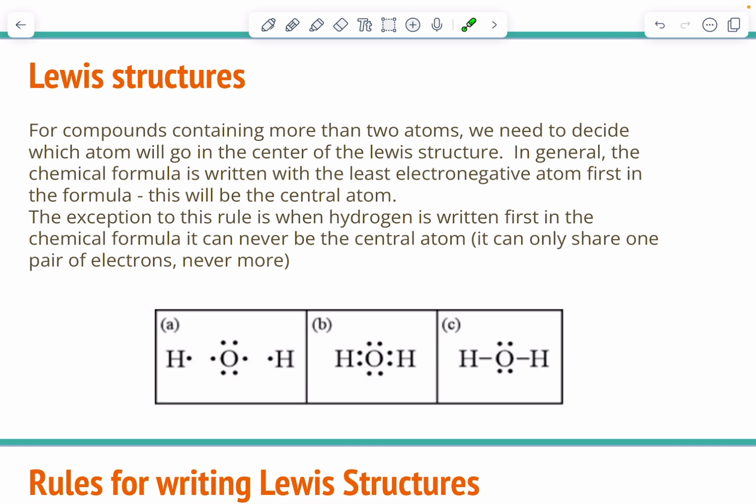H2O is not an exception to that. So if I write the formula H2O, we'll talk about electronegativity another time, but hydrogen is less electronegative than oxygen. So typically the less electronegative atom is going to go in the center. The only exception to that is hydrogen. When hydrogen is written first, it can never be the central atom. And so in the case of something like H2O, we've put oxygen in the center.